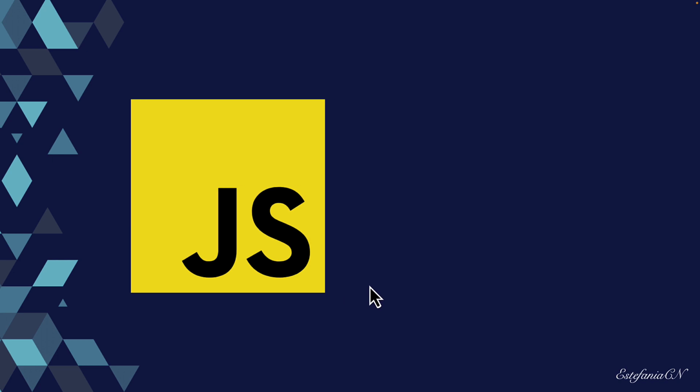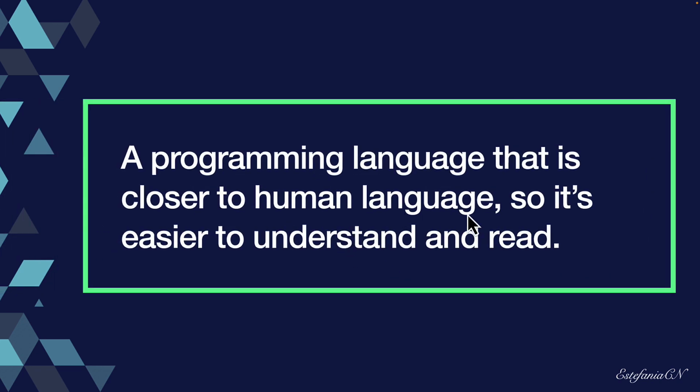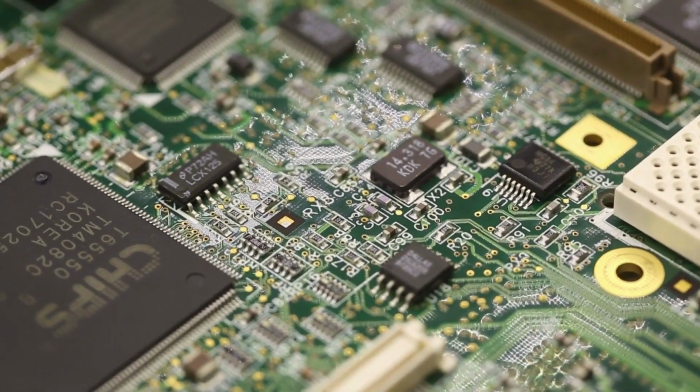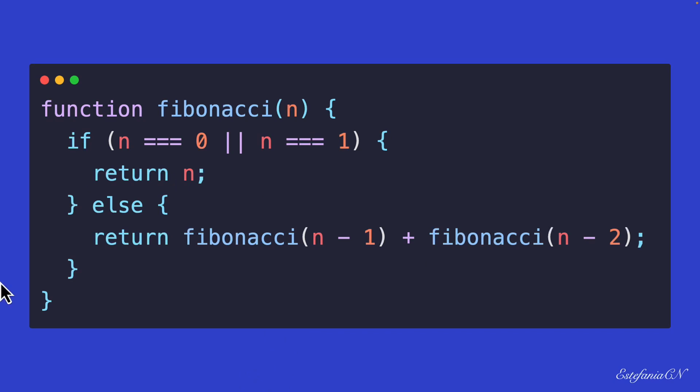JavaScript is a high-level interpreted programming language. It's high-level because it's closer to human language, so it's easier to understand and read and even learn. High-level programming languages have a higher level of abstraction, so they are less concerned about the details of how the values are stored in memory, such as memory addresses or registers. This is an example of JavaScript code.